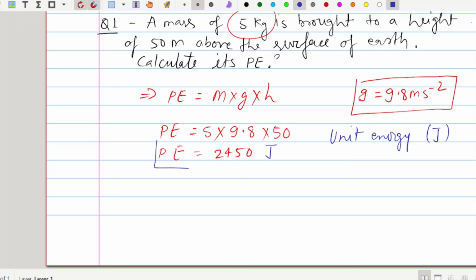So now our answer is complete, and that is 2450 joule is the potential energy of 5 kg of mass at a height of 50 meter.